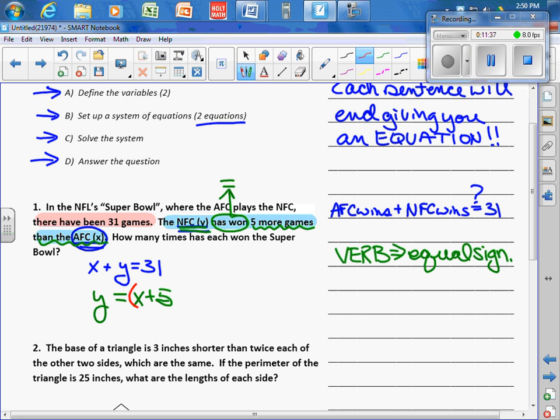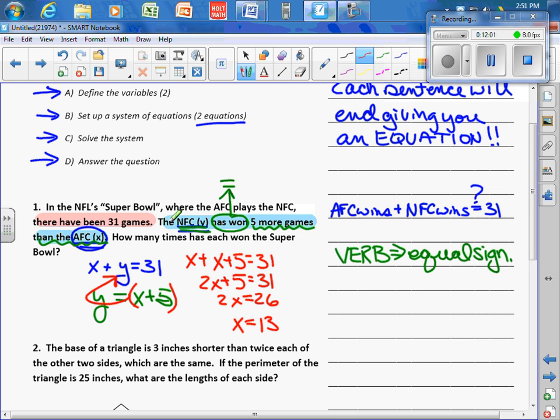We now have a system of equations that we know how to solve. We're going to use substitution to put X plus 5 in for the Y in the above equation. So we'll have X plus X plus 5 equals 31. That would be 2x plus 5 equals 31. Subtracting 5 from both sides, you get 2x is equal to 26, and then x equals 13.